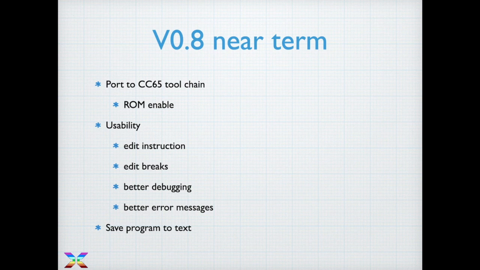And while I'm doing that, there's a bunch of usability features that need to be added, such as editing an instruction in place, editing of breakpoints. There are some extensions to the debugger that need to be added, and we need better error messages. Finally, as a stretch goal, I'd like to have the ability to save the program to a text file so that you can export it and bring it back outside to work on a cross assembler or something like that.